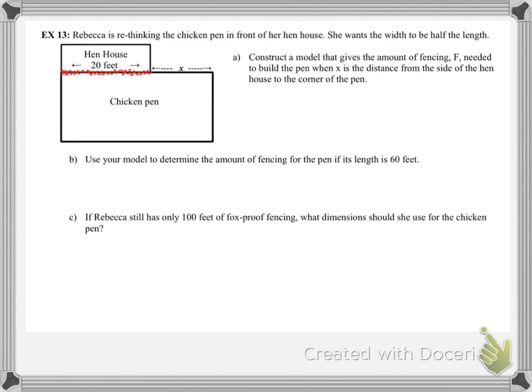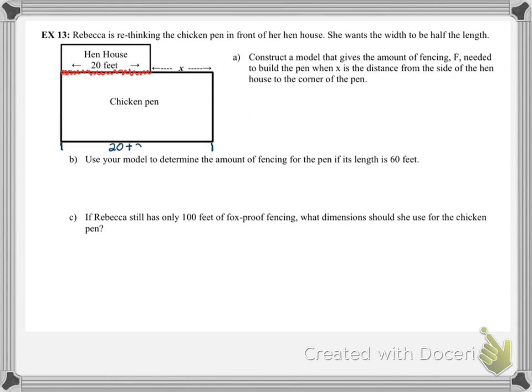So these problems, I always start just by labeling everything. So I'm going to label all the sides that are going to require fencing, and that way I can just add them all up. So let's start with this length here. From here to here, what is that length going to be? 20 and x. So it's going to be 20 plus x, right? I'm going to add them.